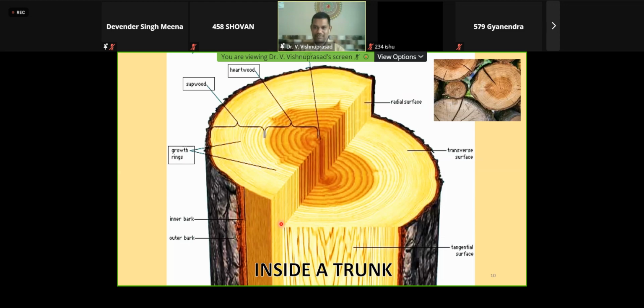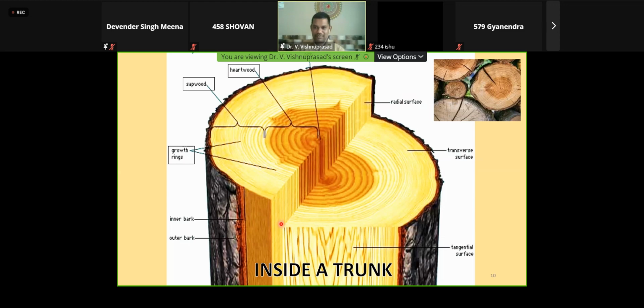So let us see the differences between the heartwood and the sapwood. As we have seen right now, the heartwood is the centermost portion, generally darker in color, and the sapwood is the outer lighter portion. This is applicable for all the woods. Okay, so we are technically focusing more on the gymnosperms and the angiosperms.